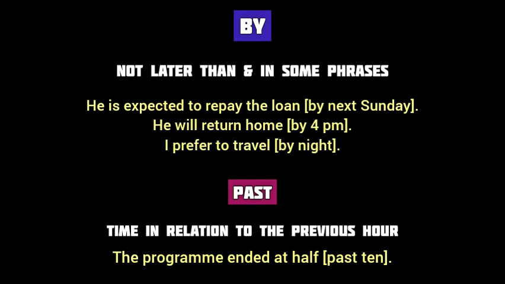In the next sentence, "He will return home by 4 pm," by 4 pm means not later than 4 pm or not after 4 pm. In this way, in these sentences, the preposition by is showing a cut-off time for the completion of certain actions. However, in the last example, "I prefer to travel by night," the preposition by is used in a time phrase, by night, meaning during the night.